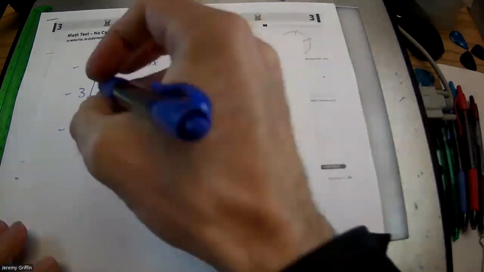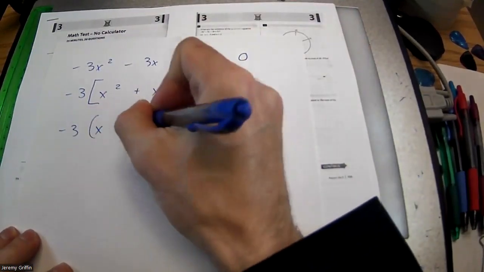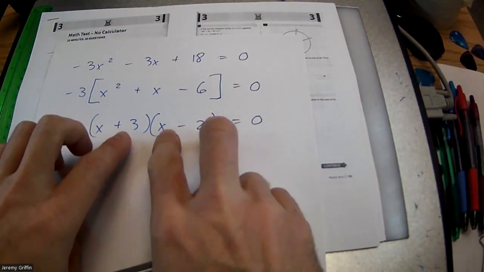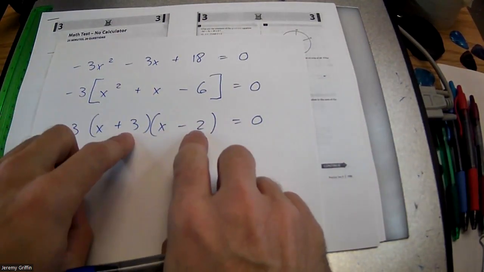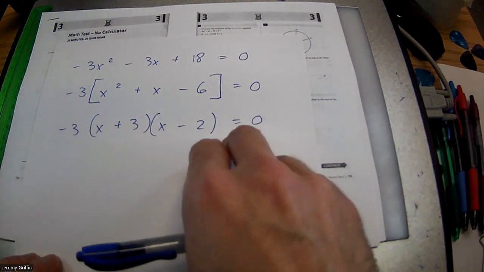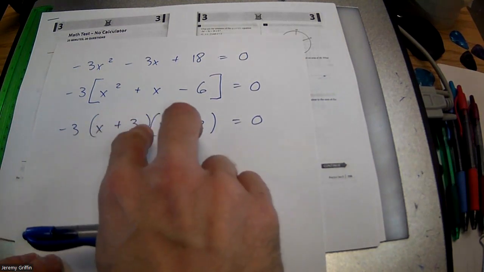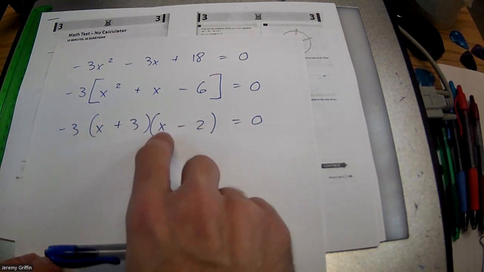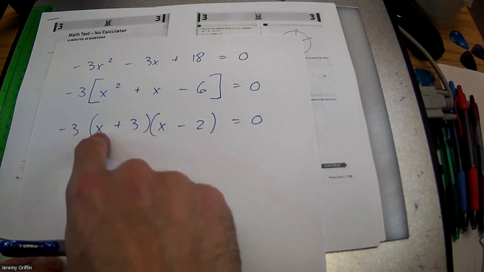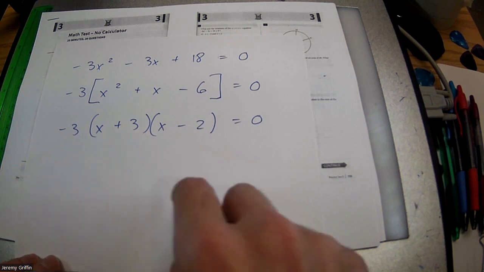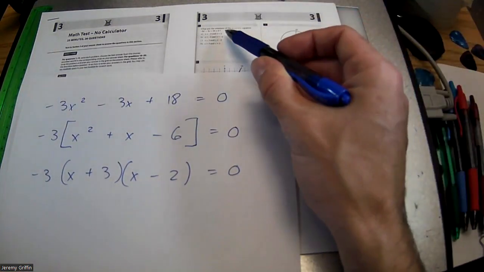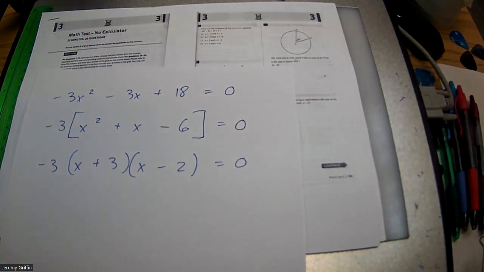Did you guys factor that? You get x plus 3, x minus 2, because you're looking for two numbers that add to +1 and multiply to -6. Good. Now, since this whole thing multiplies to 0, if any piece of this is 0, the whole thing is 0. So x could be +2, because that would zero this part out, or x could be -3, because that would zero this part out. So +2 or -3. That looks like option A. Yeah, number 1 is A.